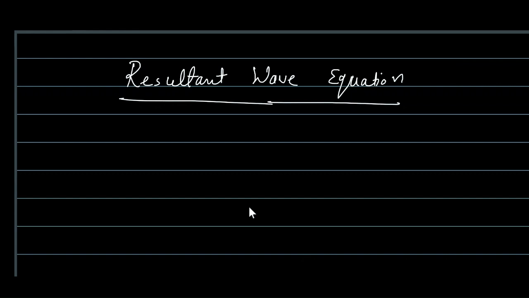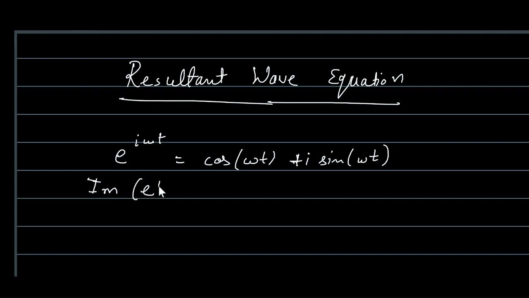So now we can find the resultant wave equation, and we will be using the concept of complex numbers. Just for our knowledge, we know that e to the power i omega t, from the Euler form of complex numbers, we can write as cos omega t plus iota sin omega t. And we can also write that the imaginary part of e to the power i omega t is sin omega t, and the real part of e to the power i omega t is cos omega t.